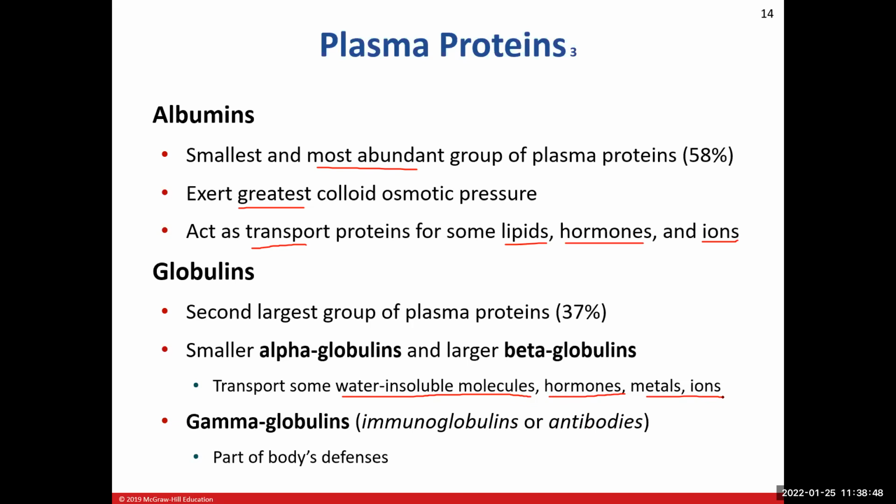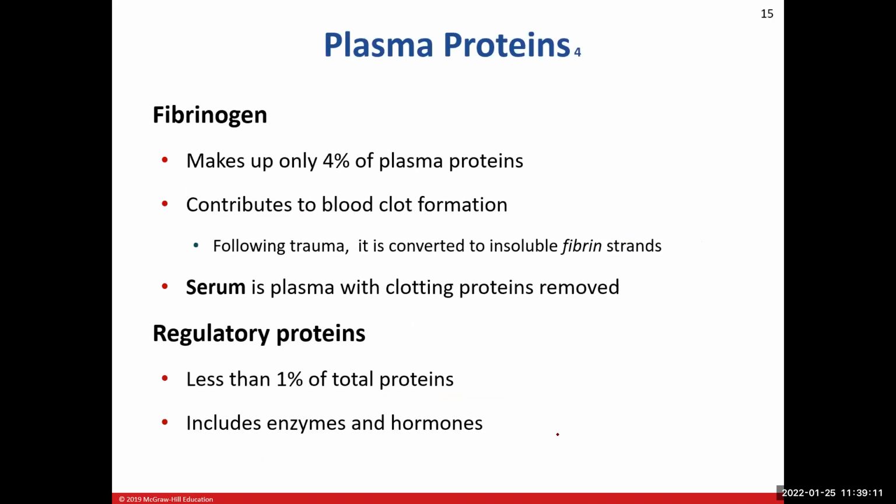And then finally, our gamma globulins, these guys we hear tons about, the immunoglobulins, also known as our antibodies. They play a huge role in the immune function of our body. So they're floating around in our blood plasma. So if you have damage to the kidneys, you're going to lose all this stuff. This stuff will get peed right out.